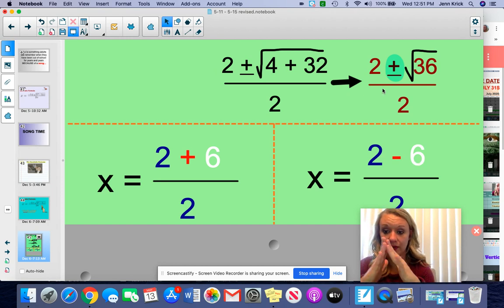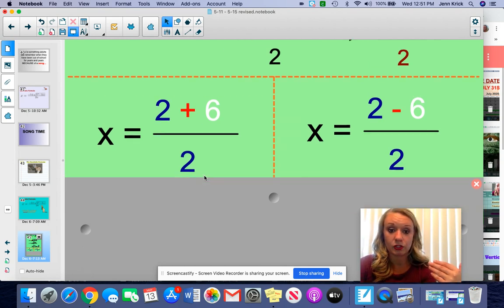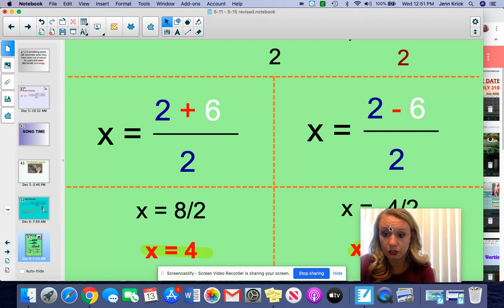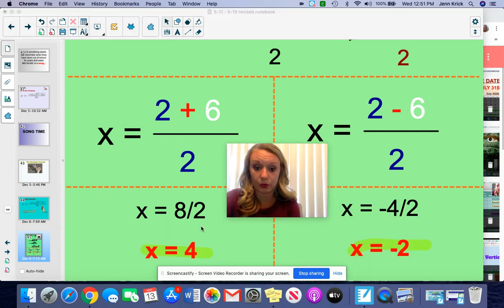You have to set up 2 separate expressions, one using the plus sign, one using the minus sign, and then simplify from there. So like I know 2 plus 6 is 8. 8 divided by 2 is just 4. 2 minus 6 is negative 4. Negative 4 divided by 2 is a negative 2. So here's what my 2 solutions look like. It's going to be 4, because 8 divided by 2 is 4, and negative 2. Those are my 2 solutions of the quadratic.